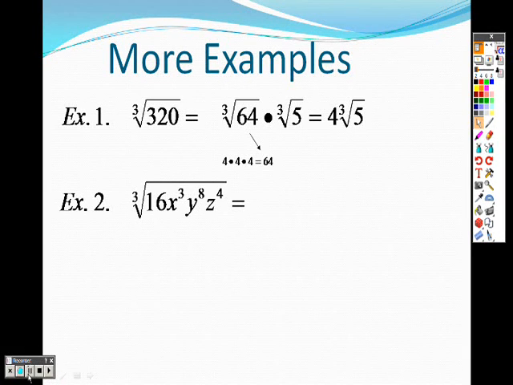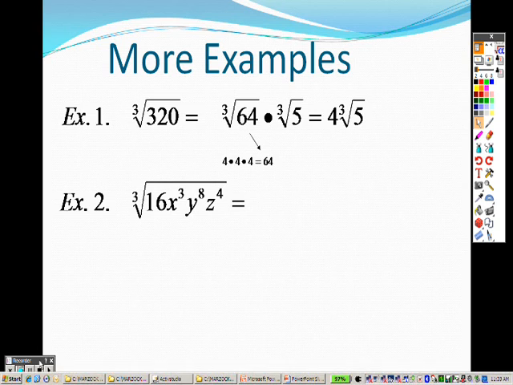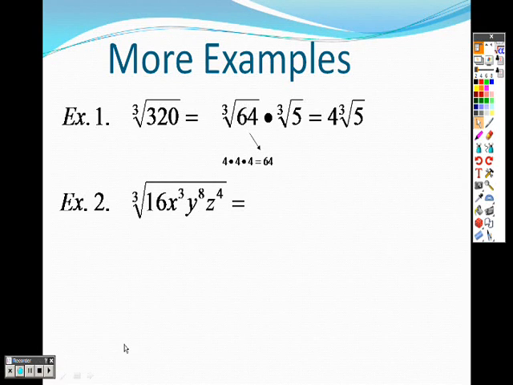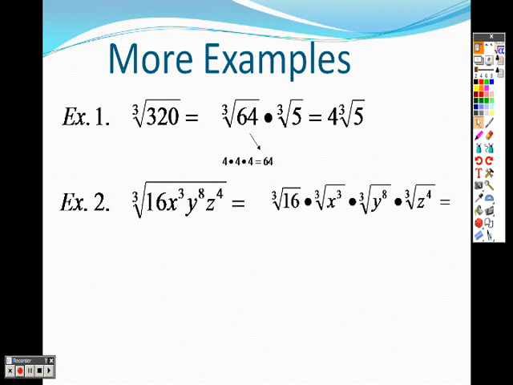Alright, so doing example 2 here, we have to recall our rules. If you recall from our rules, the cube root can go through to every single item. So it's the cube root of 16, the cube root of x cubed, the cube root of y to the 8th, the cube root of z to the 4th. It goes through to everything.